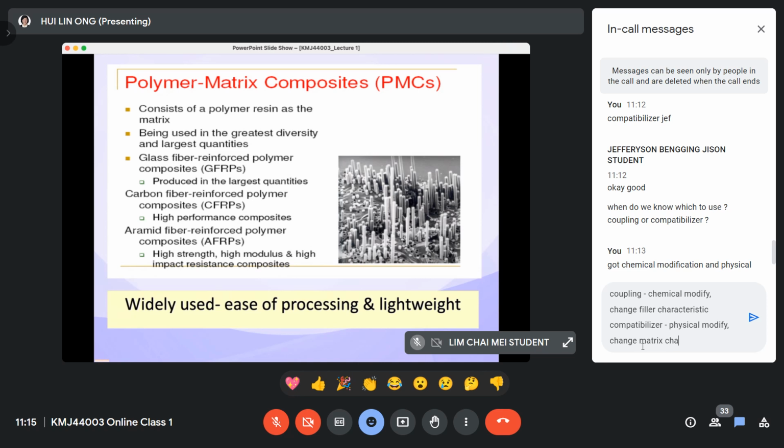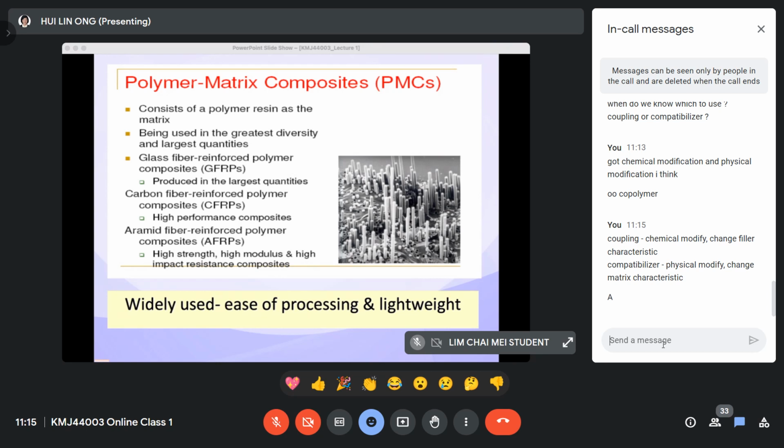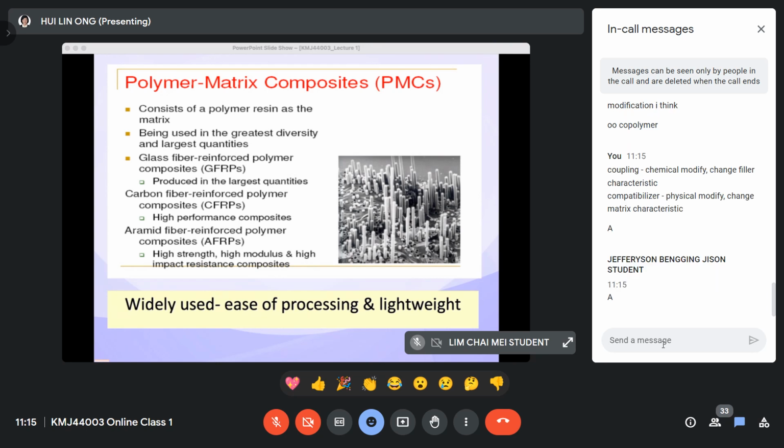So which one is stronger, chemical reaction or physical? The coupling agent will create chemical interaction, and the compatibilizer will create physical interaction. So which kind of interaction is stronger? Chemical interaction A or physical interaction B? Voting time now. A, who else? How come only May and Jeff? How about the rest?